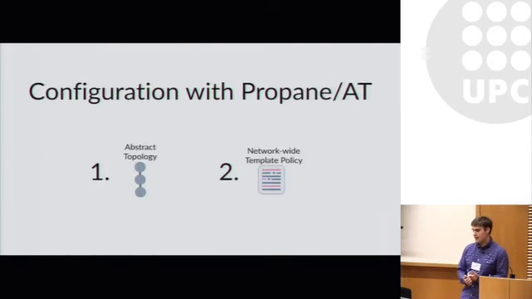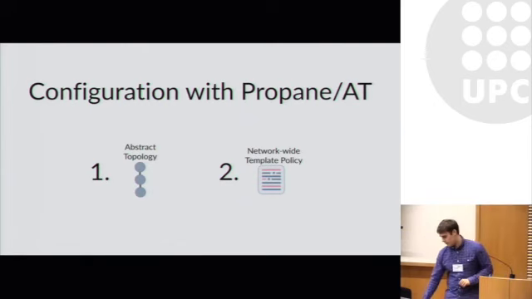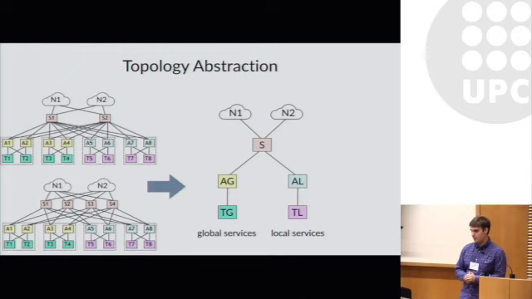Okay, so let me go through the same example, but I'll show how we can configure this using Propane AT, the synthesis tool. I'll talk about how we can first describe an abstract topology, and then how we can write our routing policy over this topology. The idea with this topology abstraction is that we want to create a much simpler topology like the one I'm showing on the right, which at a high level captures all of the concrete instances of the network that we have now or might consider expanding the network into.